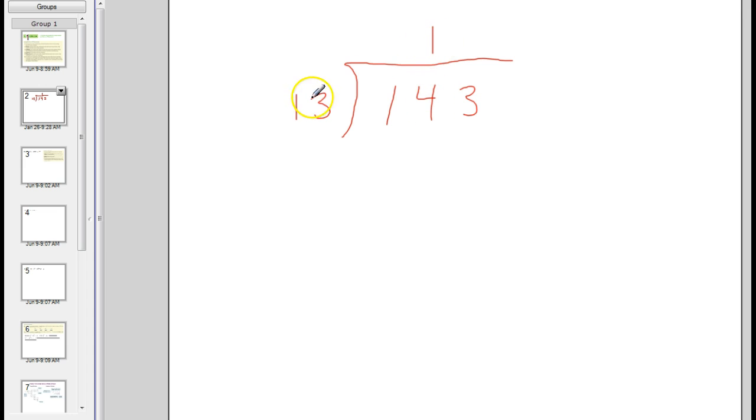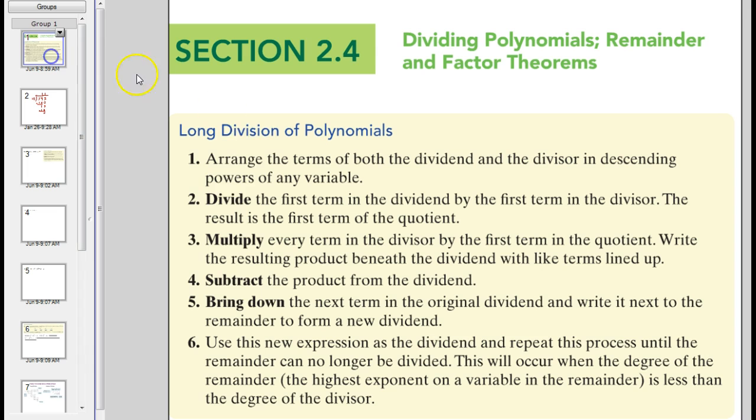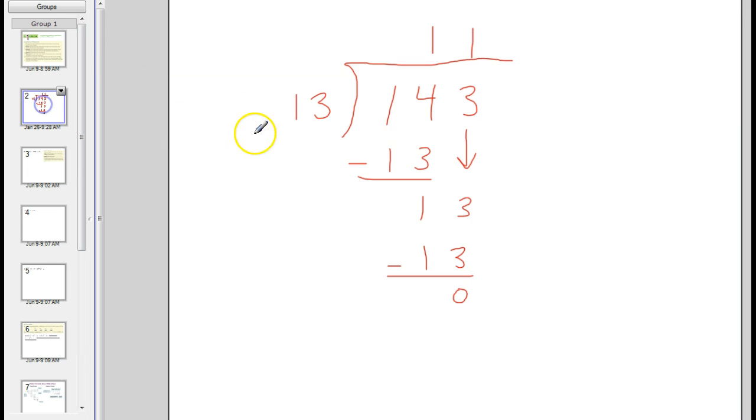So 1 times 13, we multiply, and then we subtract, and we get a 1 here. Then the bring down step means to bring down the next number. Then 13 goes into 13 one time. Multiply, subtract. There's nothing left to bring down, so I get a remainder of 0. So there's the answer.